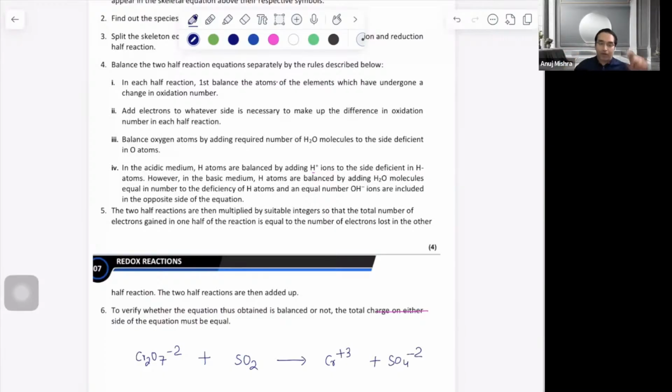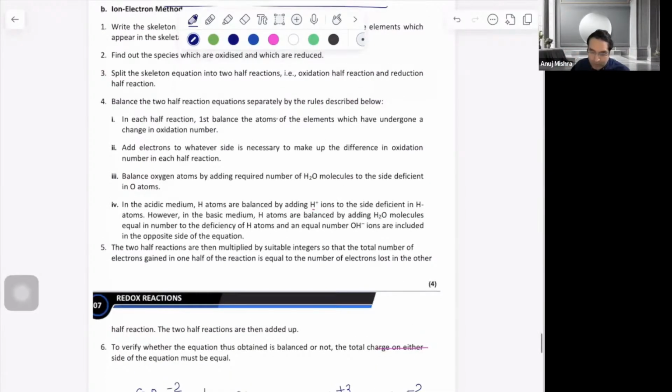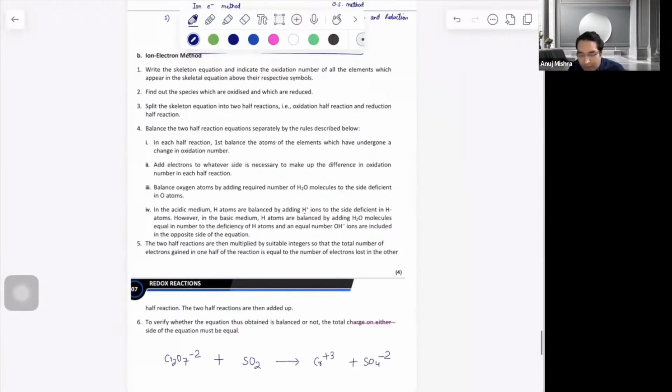You will say that. Now read step number 1. Write the skeleton equation, indicate the oxidation number of all elements which are appearing in this. Let's say I don't know how to write oxidation number. Okay. I have no idea. I have no clue initially because I don't want to use the oxidation state method. I want to use the ion electron method.